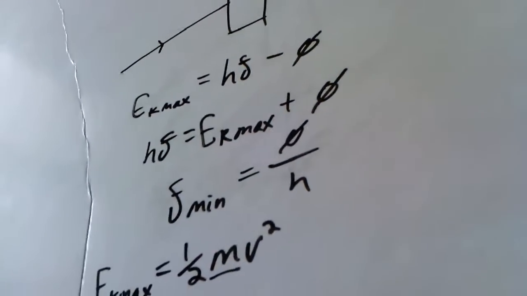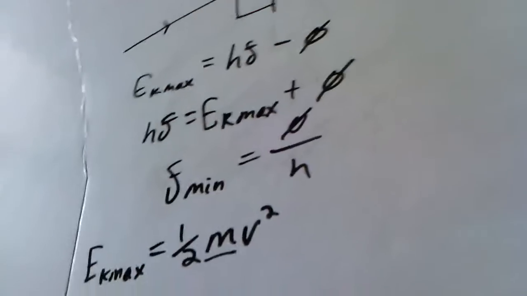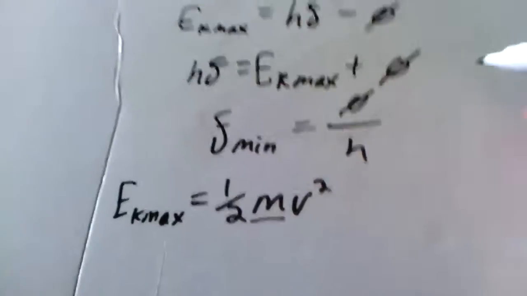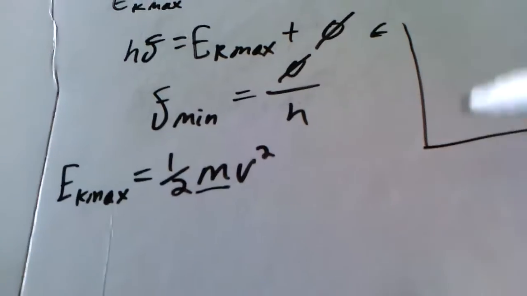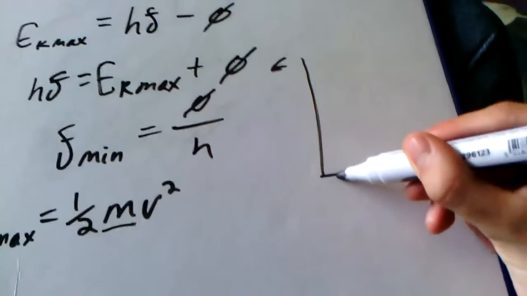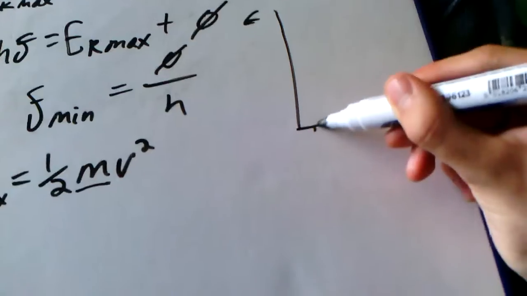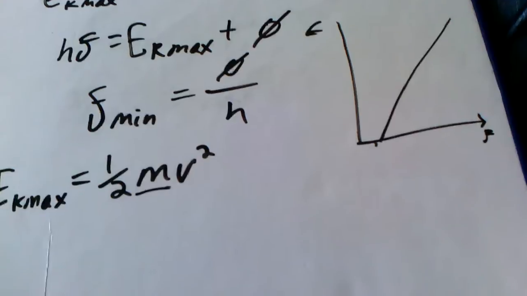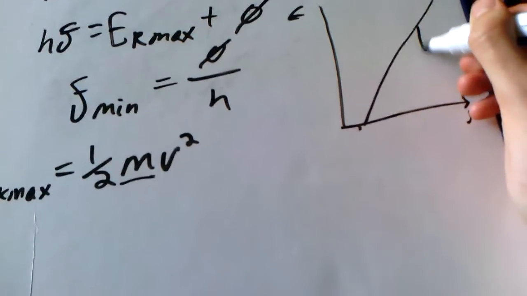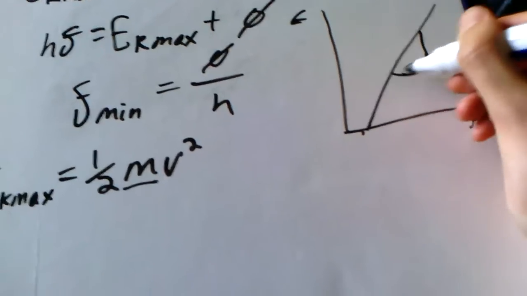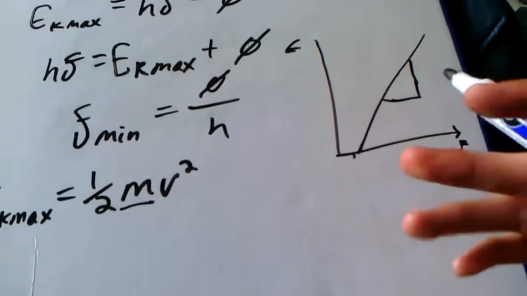Now, if we did a graph of frequency on this axis and energy on this axis, we should get a completely positive correlation. We should get a straight line, right? Now, the gradient of this line should give us Planck's constant.